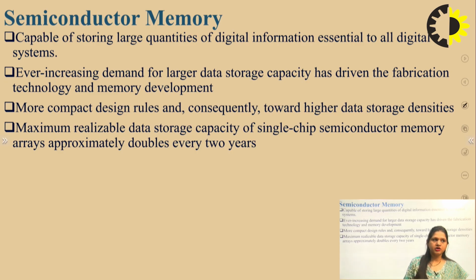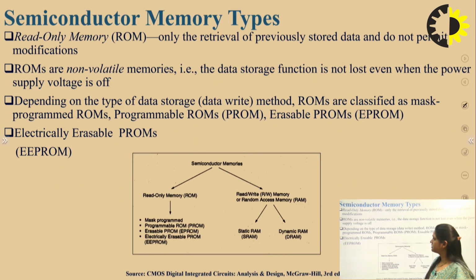So what is memory? It is capable of storing information, a large quantity of digital information, and we need to enhance the memory bandwidth. That's why we are studying this topic. Semiconductor memory can be divided into two parts. One is read-only memory and the second one is read-write memory. These are the two broad categories of semiconductor memory.